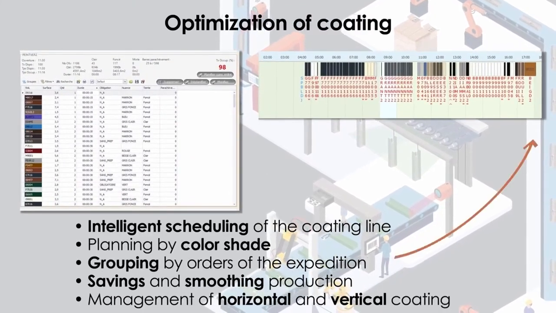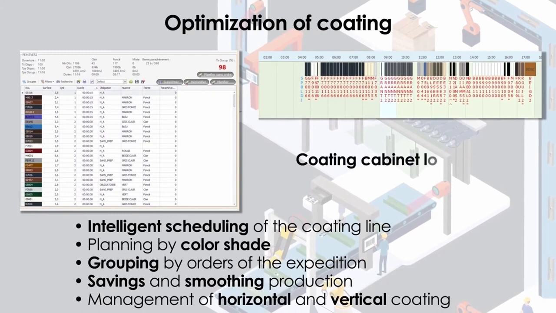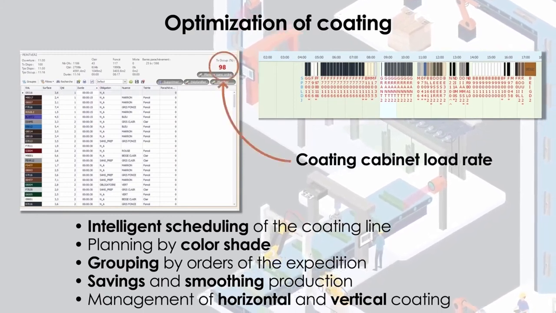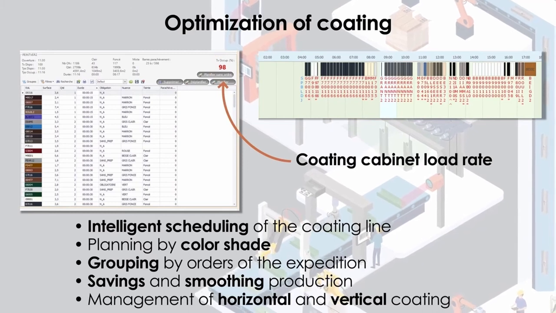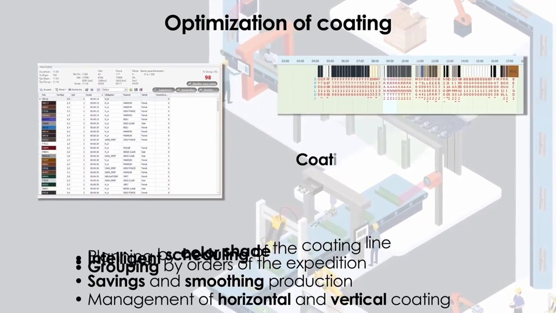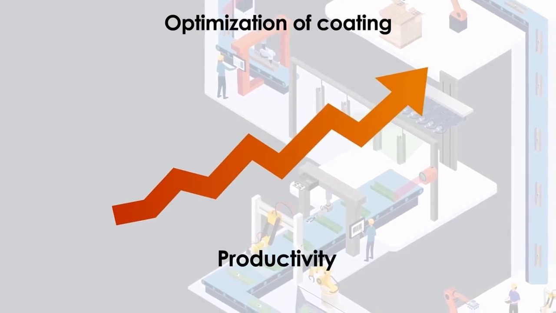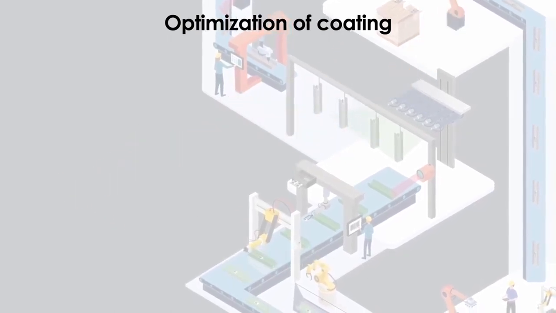KmExtrusion offers a scheduling module for the coating line by the color wheel. This makes it possible to group the fabrication orders by color, and thus to save on cleaning time in the paint booths. In addition, the theoretical consumption of powders is optimized. Digitalization of the coating process helps to reduce the error rate and to increase productivity.